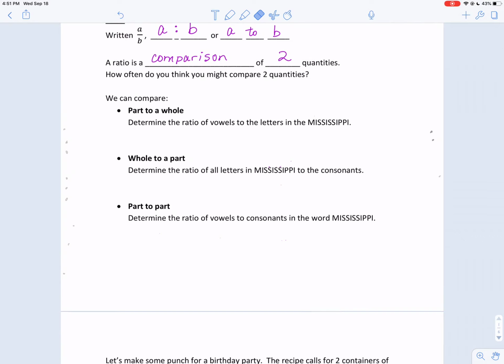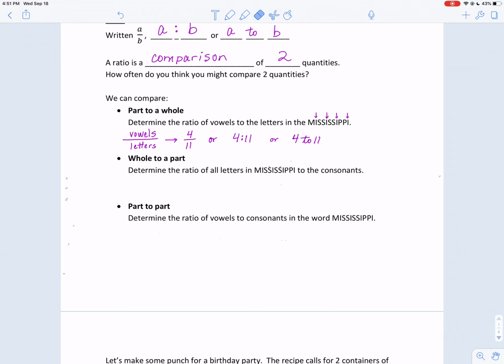Let's compare a part to a whole. So we'll determine the ratio of vowels to letters in the word Mississippi. So that will be vowels divided by letters. So first we need to count. How many vowels do we have? We've got 4 vowels and we have 11 letters. So we're going to write that as 4 over 11. You could also write it 4 colon 11 or 4 to 11. So that was a part. That's the vowels, and then the whole would be all the letters.